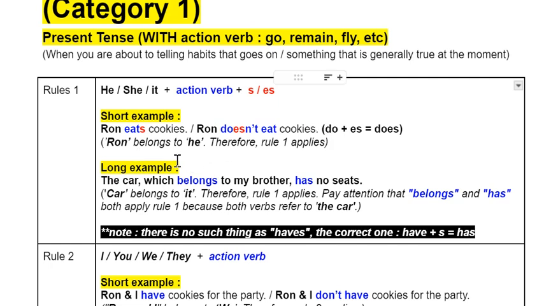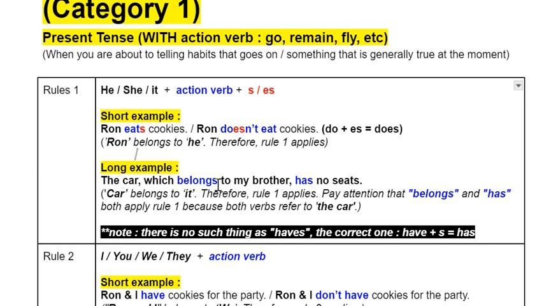What about the long example? This is also super important. I know most of the people understand the short example already, the application of the short example. But the problem usually happens to some people in longer sentences. Okay, let's take a look at this one.